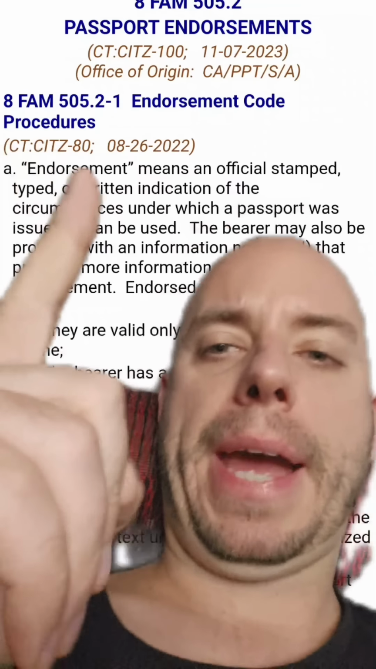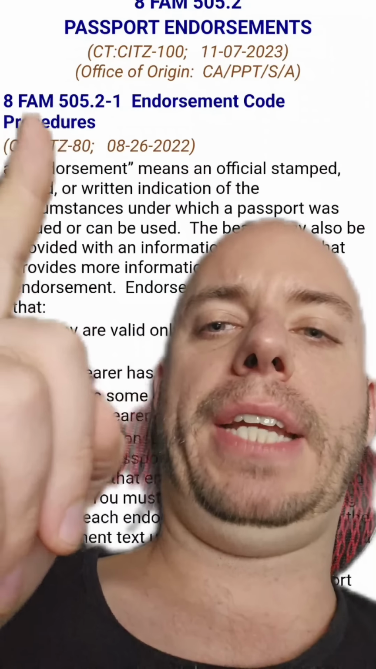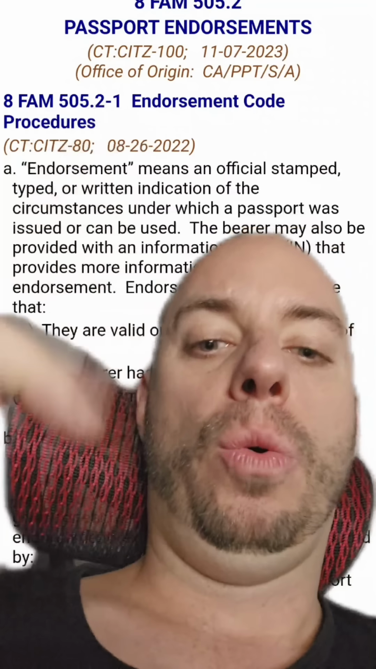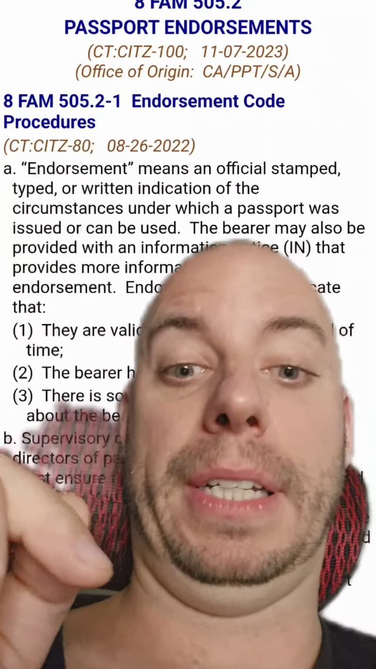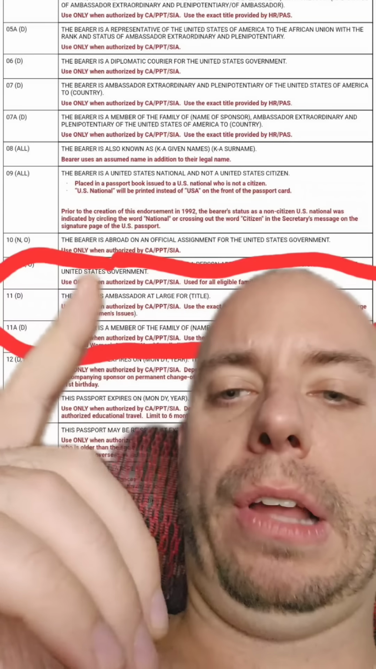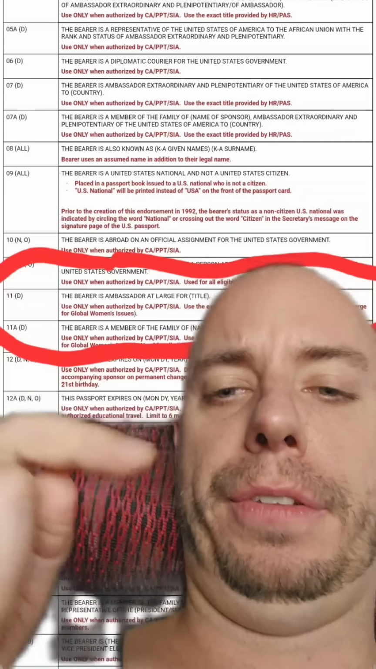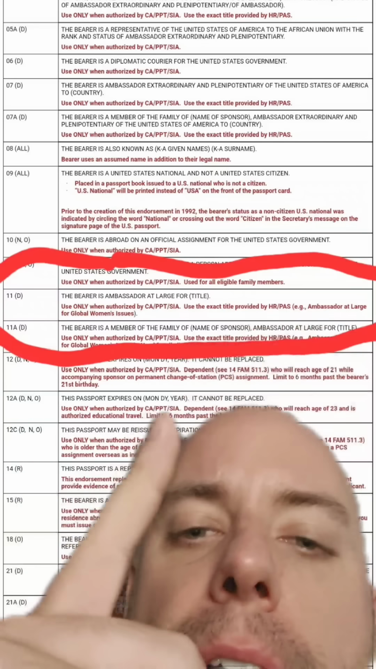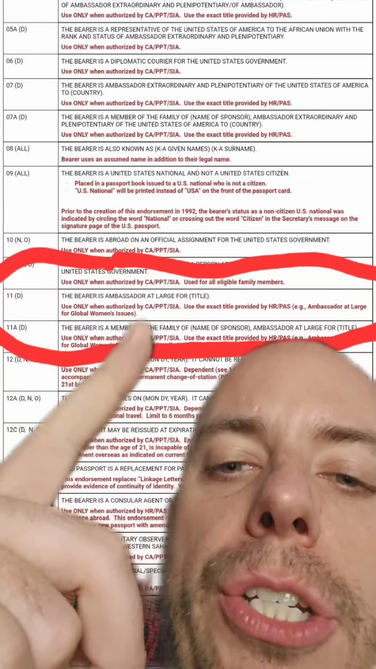If we head to the Passport Foreign Affairs Manual, FAM, we type in 8 FAM 505.2, we're going to scroll down and we're going to find out what the passport, the Department of State, has to say about this. So when you look up an ambassador at large, which is the endorsement number 11 on the passport system, which I get into a lot in my material in the free course, it says here, the bearer is an ambassador at large for title. And then it gives an example, ambassador at large for global women's issues.